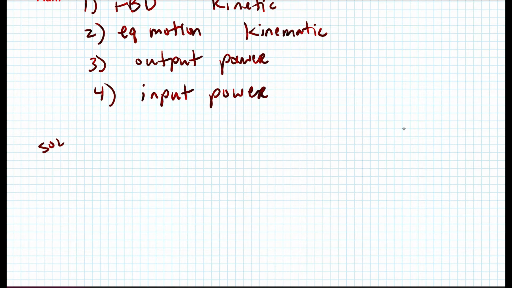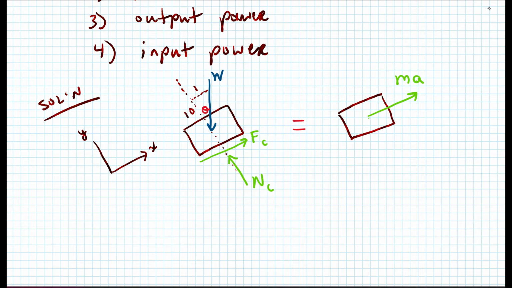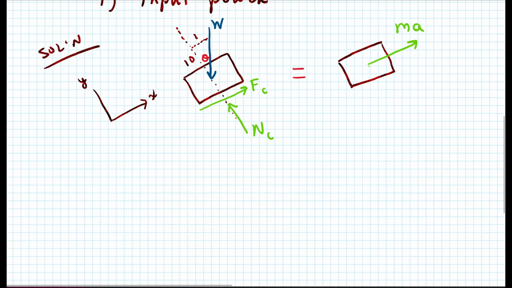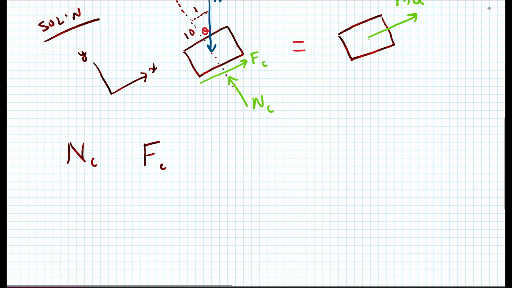Okay, so in solving, we're going to take a look at our free body diagram and kinetic diagram. We've drawn the free body diagram and the kinetic diagram of the car as a particle, as shown. The normal force, N sub C, and the frictional force, F sub C, represent the resultant forces of all four wheels. The frictional force between the wheels and the road pushes the car forward. Now we'll look at the equation of motion.